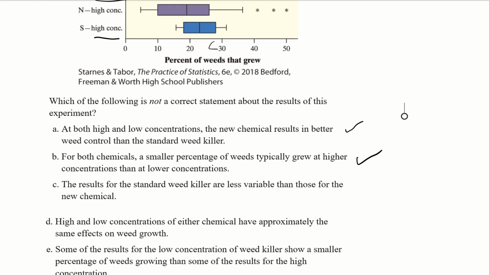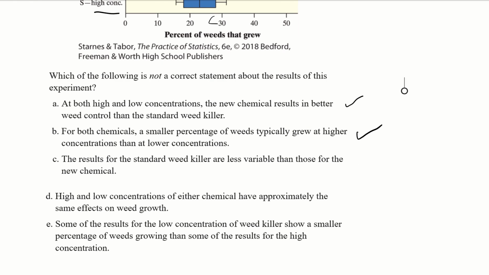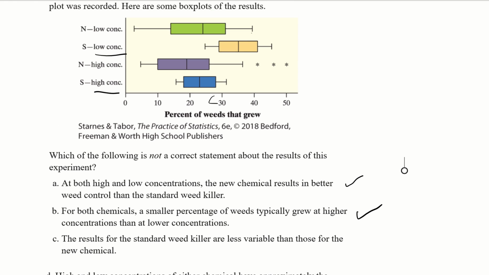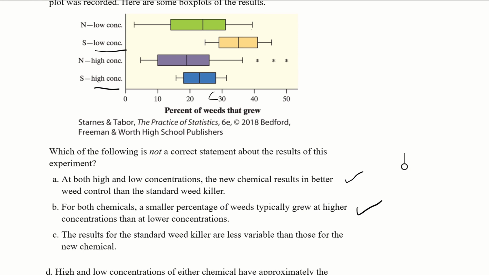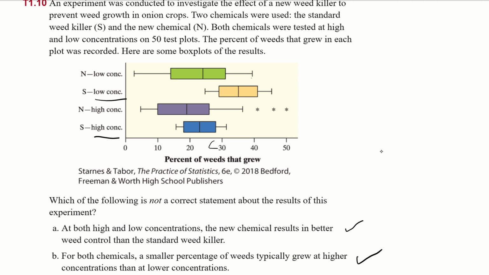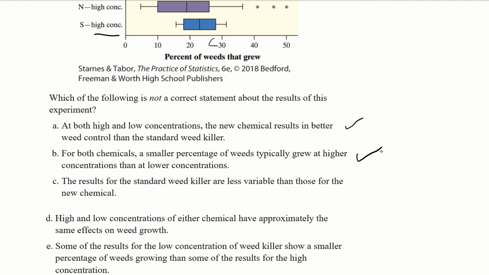So for part C, the results for the standard weed killer are less variable than those for the new chemical. So standard weed killer is less variable. So that means we're saying it's less spread out. That does seem to be the case. This is a small spread. The IQR, which is the distance from here to here, that's the IQR, is very small here compared to the normal one or the new one. Okay, so the newer one has higher variability than the standard one. So that seems to be true. All right, so that is true.